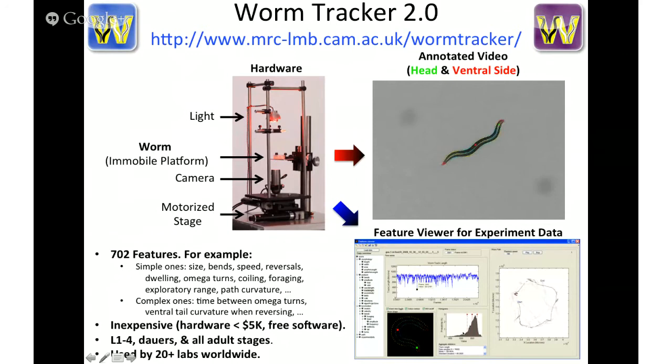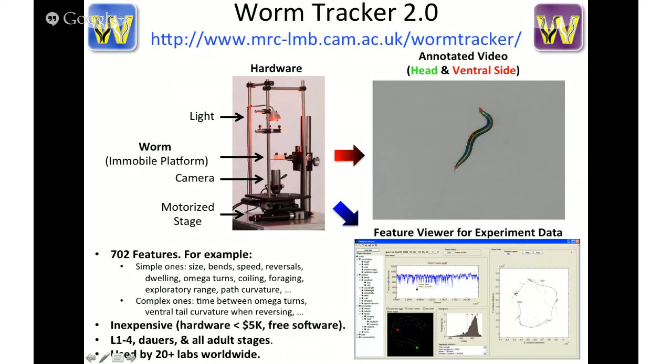And we get into some really complex ones. So I've really broken down the behavior of the worm to the smallest levels that I can at the moment, which is basically things like the time between two individual omega turns, or the curvature of the tail on its belly side, at the ventral side, when it was reversing. Right? So we can really get into the details, and you'll see later on why it's actually important to break it down to this level of minutia to get a sense of what's different about a particularly mutated worm relative to the control.